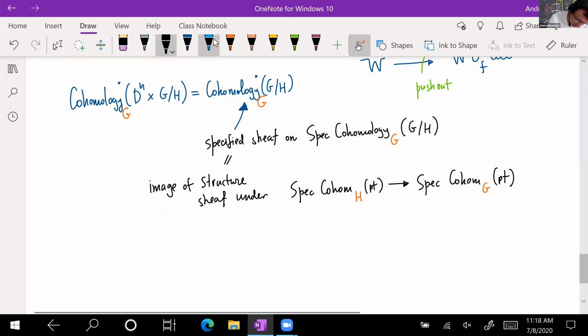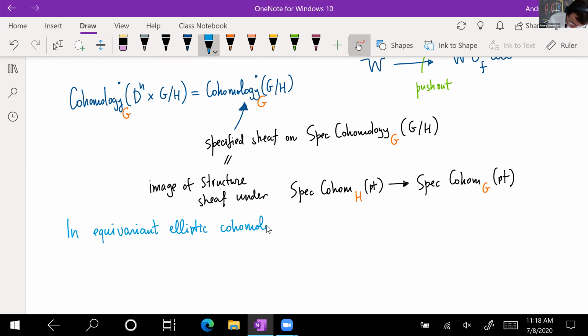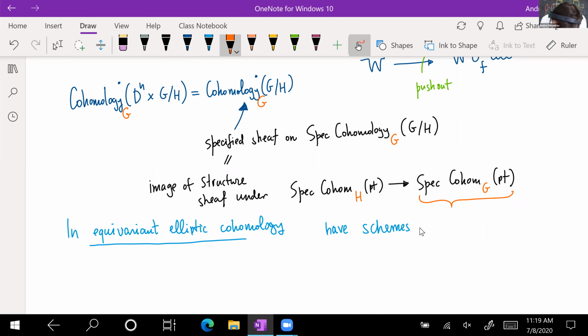And so now in elliptic cohomology, we don't have rings which have this, we just have spaces. We have schemes, which take this place. You just take the whole spec of that.